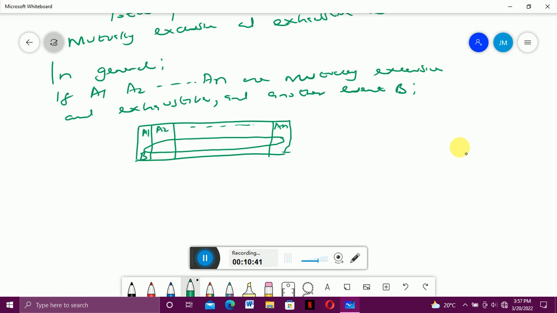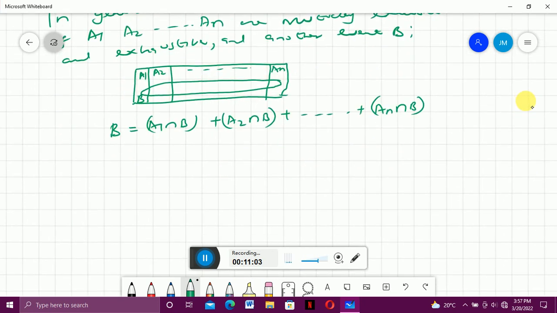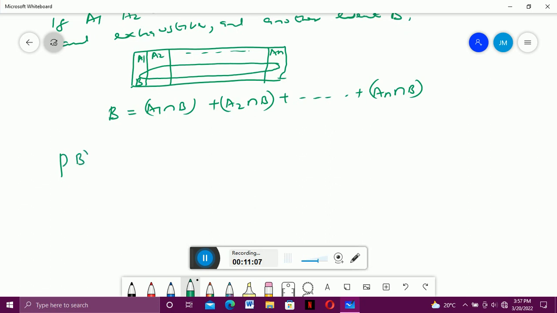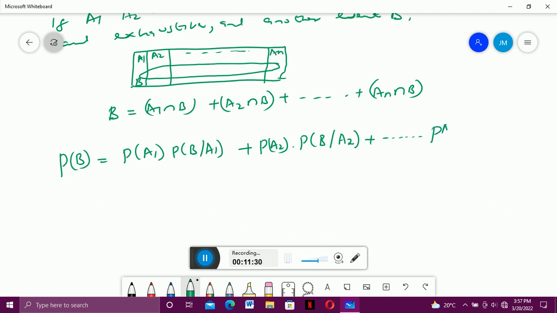that cuts across, so B is A1 intersection B plus A2 intersection B all the way to AN intersection B. So we can now write this as probability of B is probability of A1 times probability of B given A1, plus probability of A2 times probability of B given A2, and all the way to probability of AN times probability of B given AN.